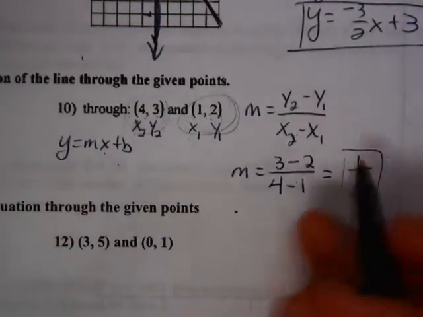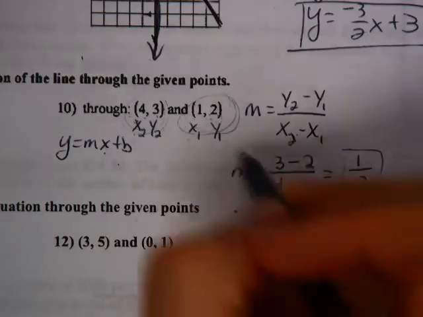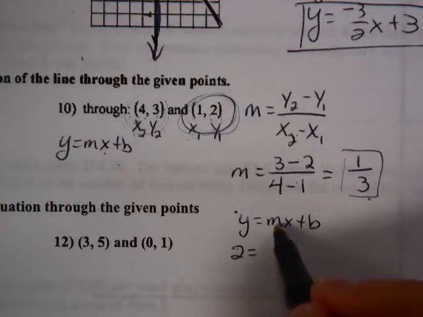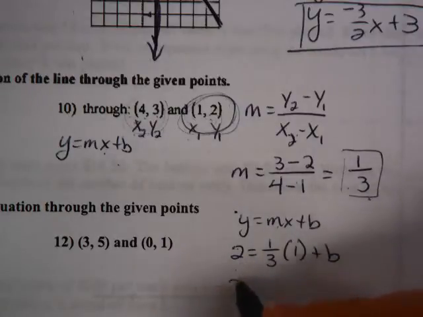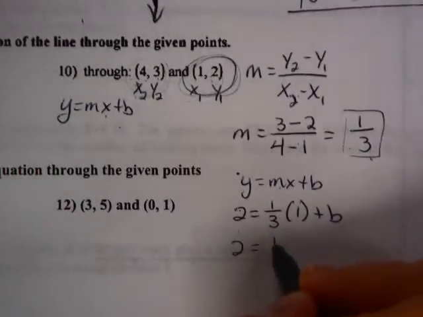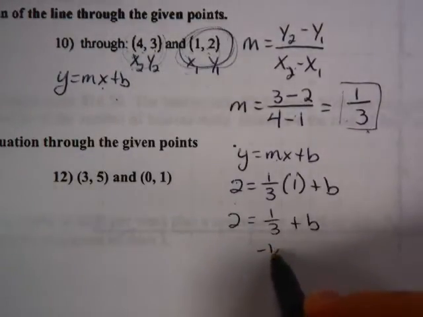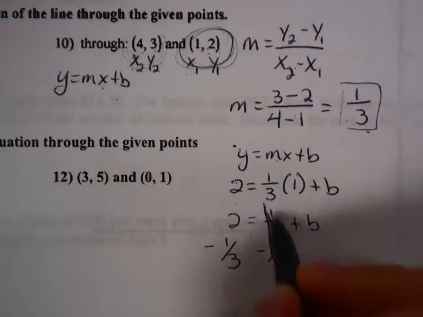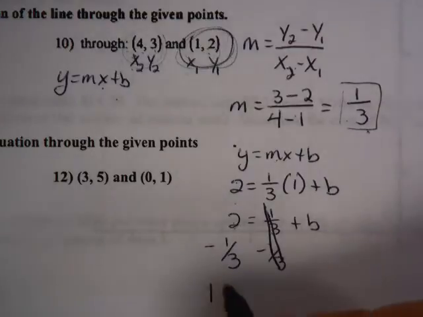And we can do that right here on this side. So y equals mx plus b. I'm going to pick this point right here. So y is 2. Slope is 1/3. X is 1. And then you have b. So this is going to be 2 equals 1/3 plus b. I'm going to subtract 1/3 from both sides of my equation. That will cancel this out. So 1/3 minus 1/3 is 0. And 2 minus 1/3 is 1 2/3.